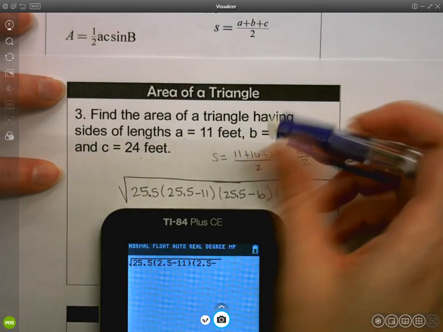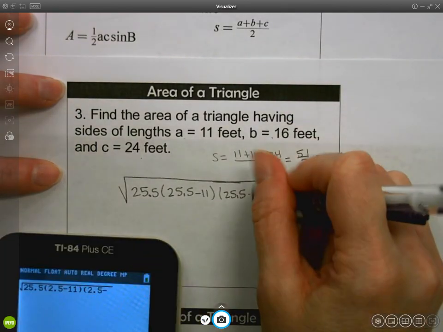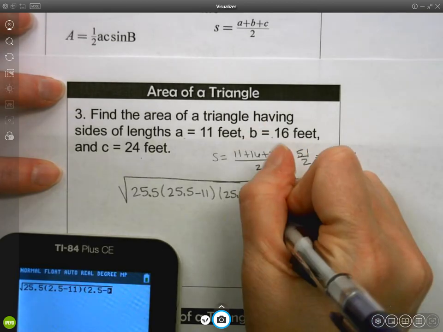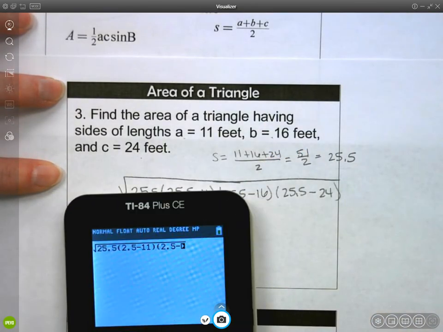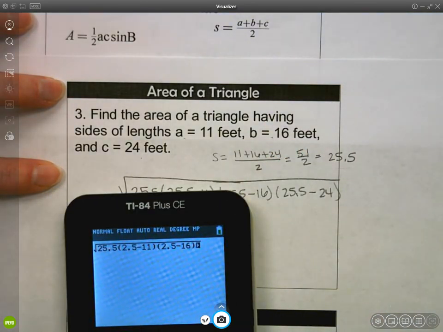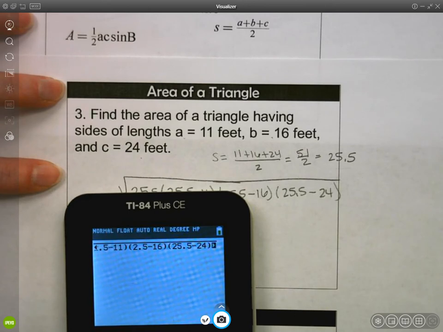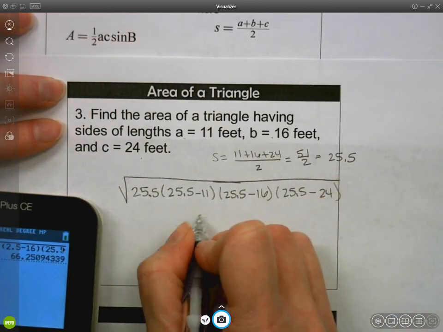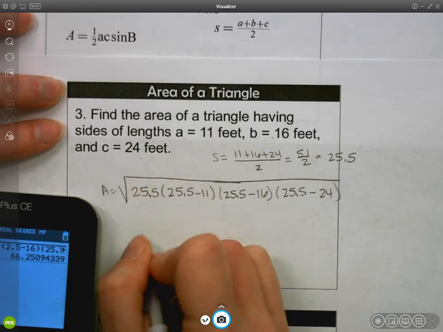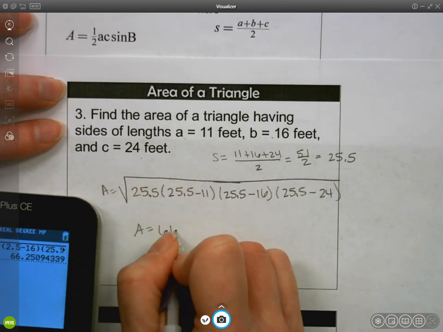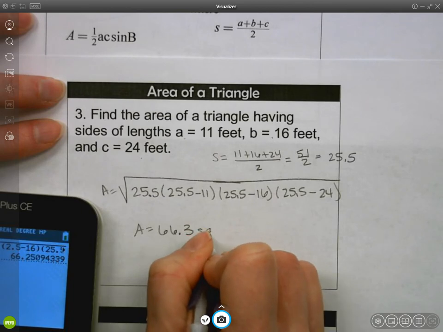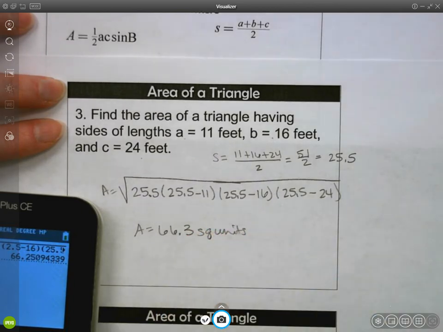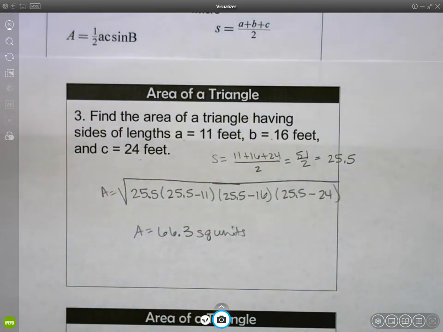Did I literally just write the letter B in the middle of my math problem? Mercy. That's a 16. So sorry. All right, and then hit enter. And we get 66.3 square units. Now you can pause and try number 4 since you've seen an example.